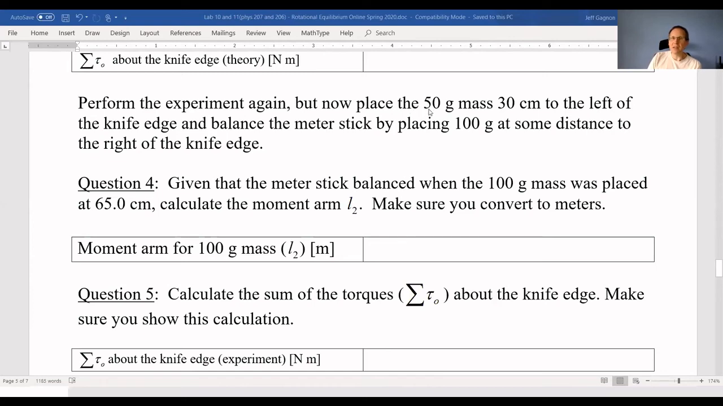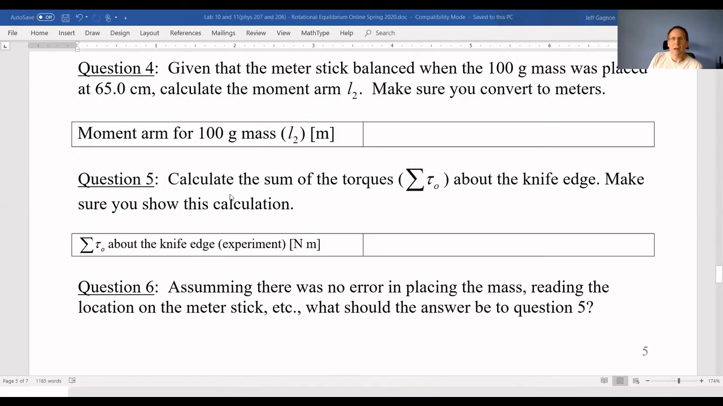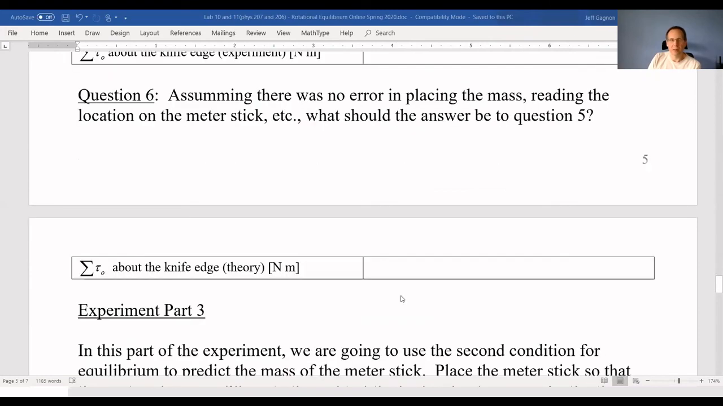So now I place 30 grams at 30 centimeters to the left and 100 grams at some distance to the right. And in this case, I found that everything was balanced when the 100 grams was placed at 65 centimeters. So I want you to calculate L2, the moment arm again, in meters. And then calculate the sum of the torques about the knife edge, see what you get. And then assuming there were no errors, what should you get for the sum of the torques?